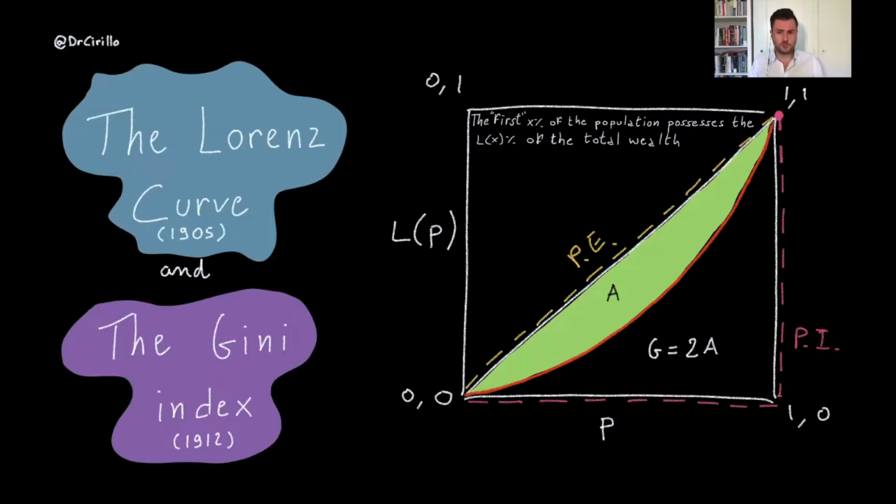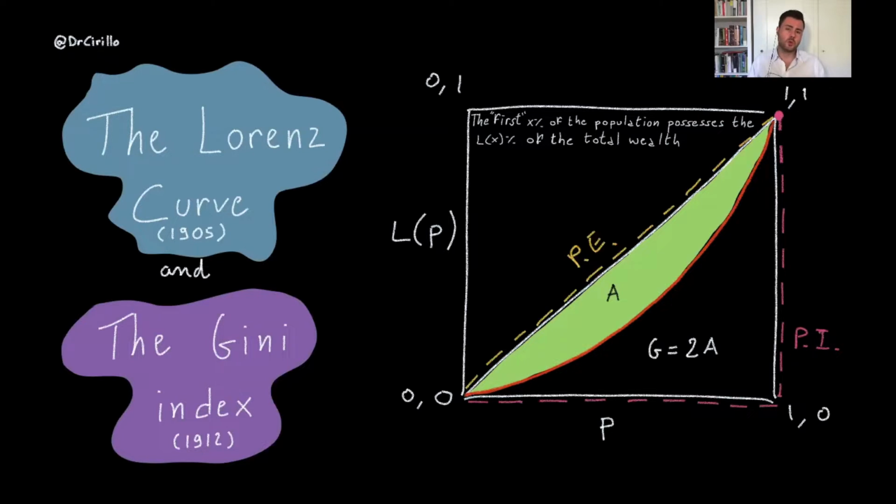Now, the Lorenz curve is a curve that can be drawn in the unit square. Okay, so we are looking at the unit square. In this curve, we have two important elements. P is what? P is the percentage of population that we are considering once we have ordered all the members of a given economy from the poorest to the richest.